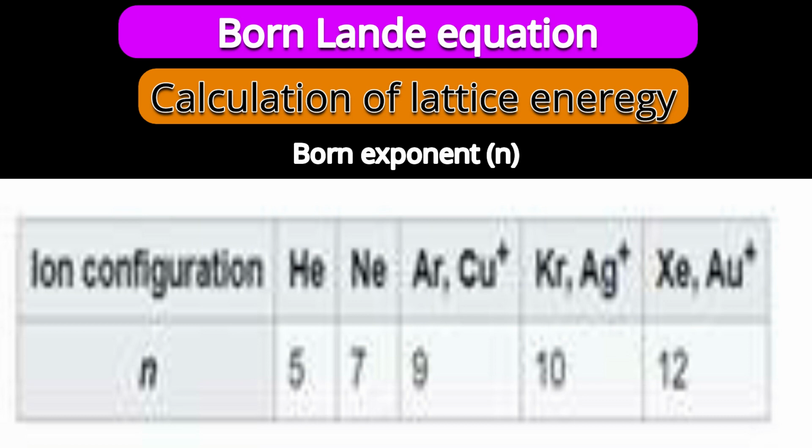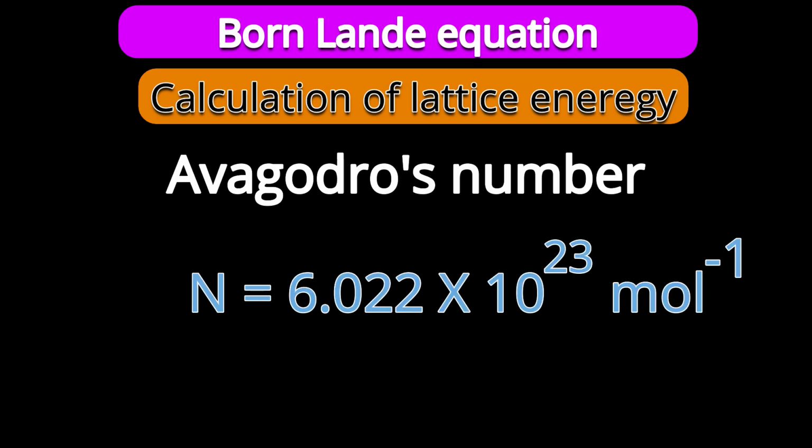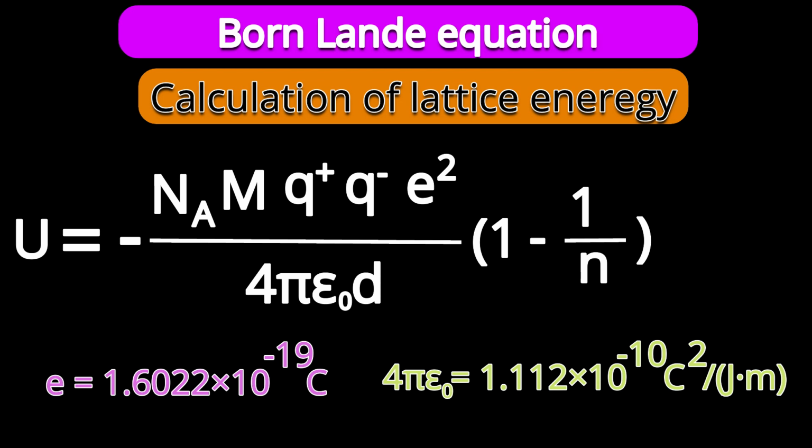So from this, let us again understand the Born-Lande equation. Avogadro's number is 6.022 into 10 raised to 23. Madelung constant, as I said to you, depends upon the crystal type, crystal structure. Q plus and Q minus charges we can find from the formula of the compound. E square means E, the charge of the electron, that we know. 4 pi epsilon 0 we know, 1.1 into 10 raised to minus 10. And D is the distance between the cation and anion, that we should know.